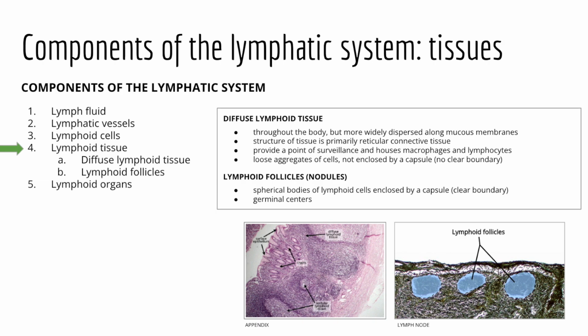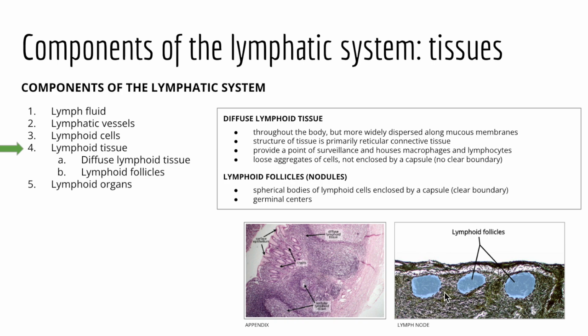In contrast, we have lymphoid follicles or nodules composed of the same reticular framework and containing the same kinds of cells as our diffuse lymphatic tissue. However, the lymphocytes are more numerous, more closely packed together. They house special regions called germinal centers, which we're going to cover next chapter. And further, they're surrounded by capsules, giving them very distinct boundaries from their surroundings.